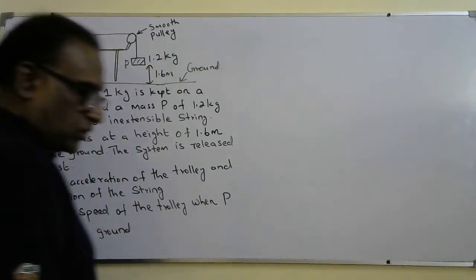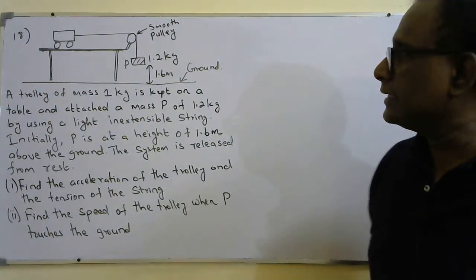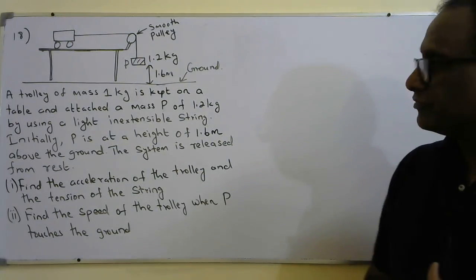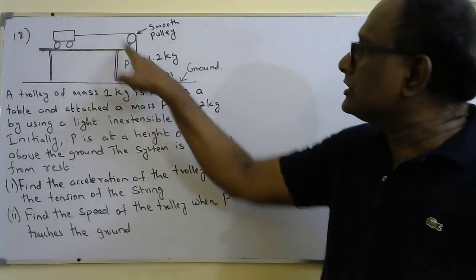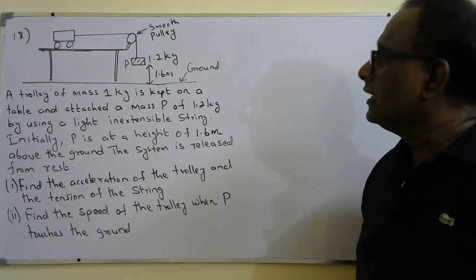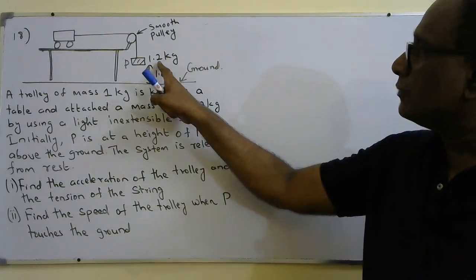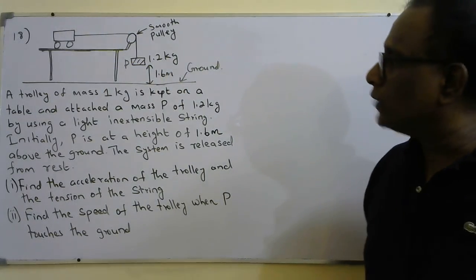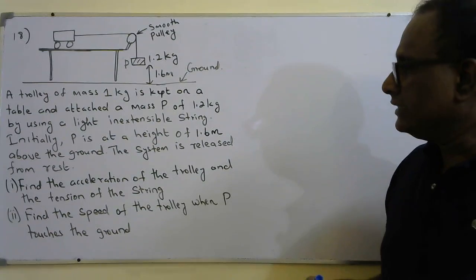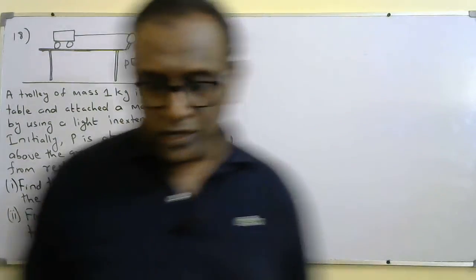Okay, so this question is also related to Newton's second law. A trolley is kept on a table. Nothing is mentioned about friction, so we can assume all the frictions are negligible. It's attached to a mass P, which is 1.2 kilogram, over a smooth pulley. The system was initially kept at rest and then released. Mass P is 1.2 kilogram, and the mass of the trolley is 1 kilogram. First part, find the acceleration of the trolley and the tension of the string. Okay, so we'll think about the free body force diagram.